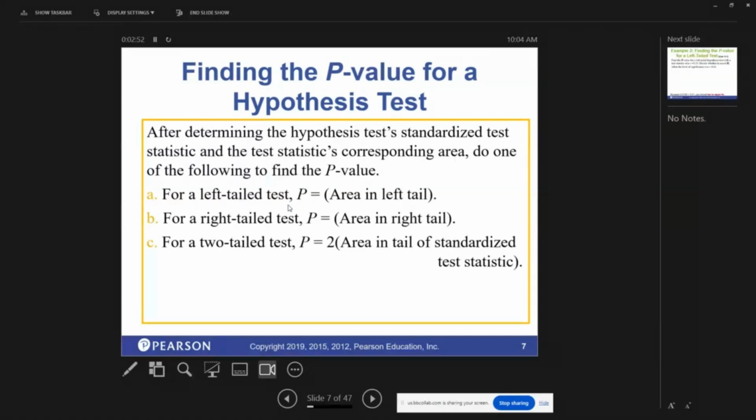And the left tail was less than and the right tail greater than, right? Yes. Okay. And the two-tailed was the not equal to part. Yeah.